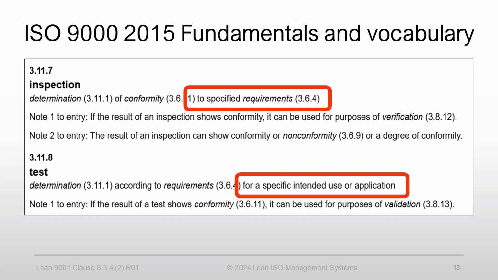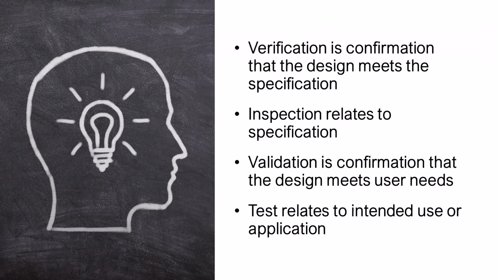This is all for today, folks. Let's summarize our discussion today. Verification is a confirmation that the design meets the specification. Term inspection relates to specification. Validation is confirmation that the design meets user needs. Term test relates to intended use or application.